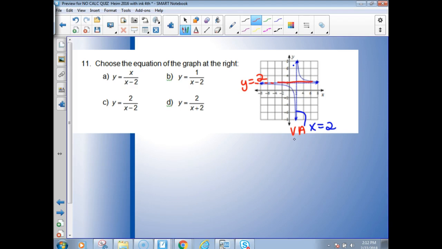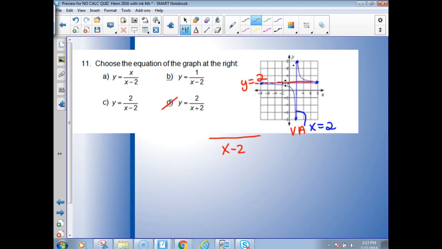You could probably write one for this. Okay, so let's try to write one. If you have a VA at 2, vertical asymptote at 2, your denominator could be something like x minus 2. Remember how it has to be the opposite of the sign of that? Okay, and that looks like to me, it could be A, B, or C. So I already know it's not D. So then I'm going to figure out what's wrong with it.